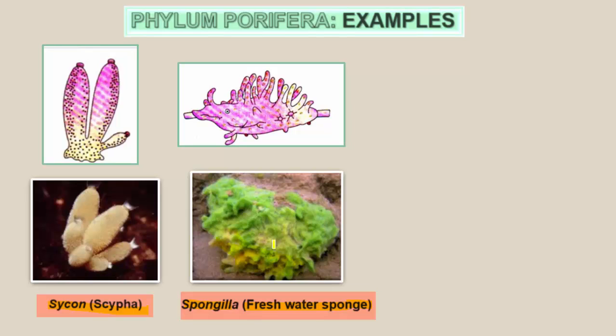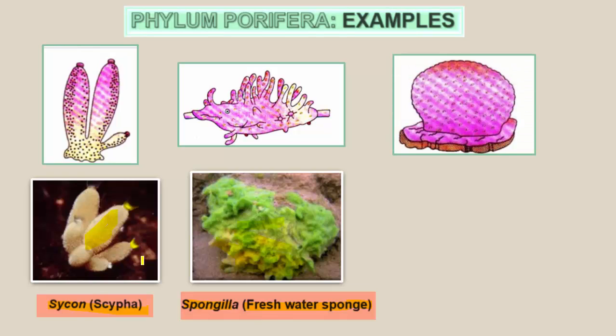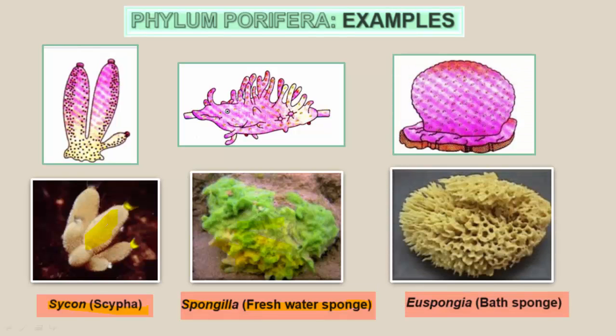See how it looks. All the sponge body is covered by ostia, and this is the osculum, the one large opening. And one more is Euspongia, and this Euspongia is called bath sponge. This is the image. Here also you can see the pores. So these are the images, and these are the real images of the members of the phylum Porifera. What are the different examples? Sycon, which is called Scypha. Spongilla is the example for freshwater sponge, and Euspongia is known as bath sponge.